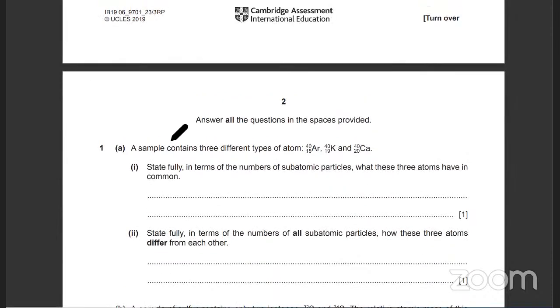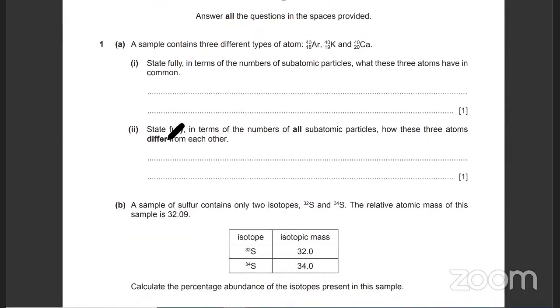Now let's move to the last, or the first, question. There's a sample that contains 3 different types of atoms, stated in terms of the number of subatomic particles. What do these 3 atoms have in common? So that is the number of nucleons, right? They have the same number of nucleons. They all have 40.